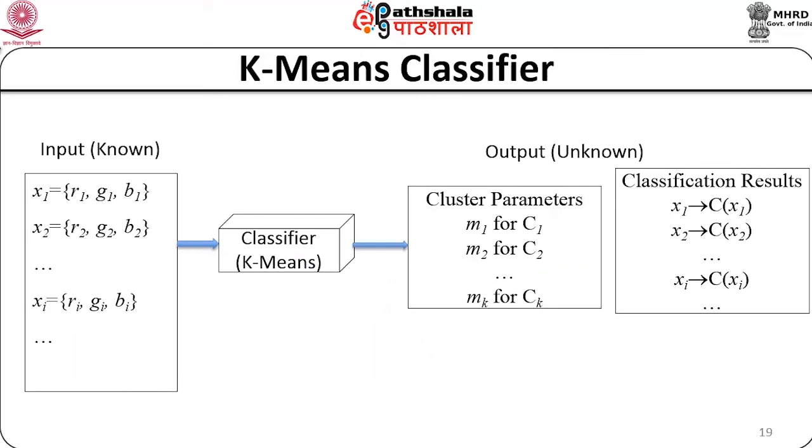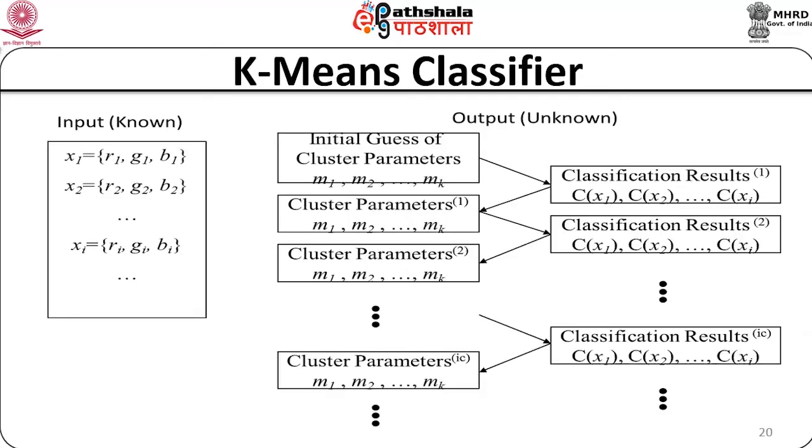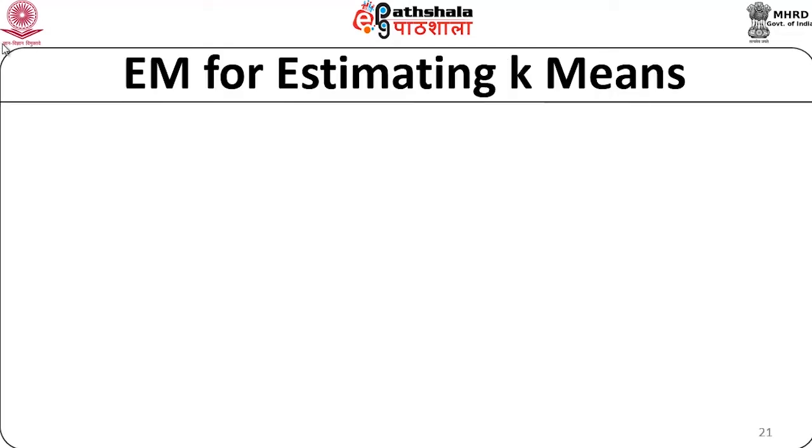So, here we have the known input, we have the classifier and we have the cluster parameters. This is simply the K-means classifier and this is the classification result. We keep doing this until you converge. Now, the cluster parameters will keep on being different depending upon the mean values. Now, you can use the EM algorithm for estimating K-means.